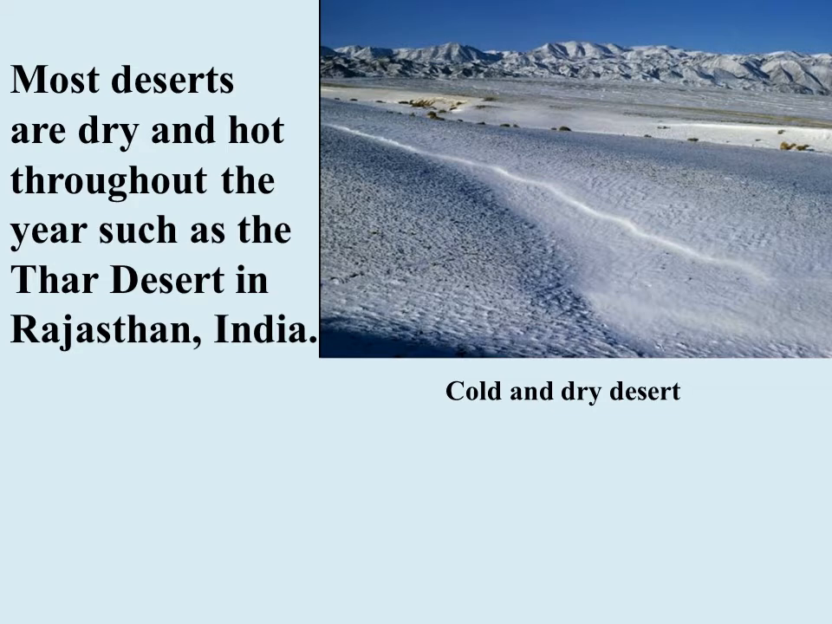Here, because of the snowfall, nothing will grow in this area either. No grass cover, no trees, no vegetation, and that's why this area is also called a cold and dry desert. These cold and dry deserts are formed because of snowfall or icefall.